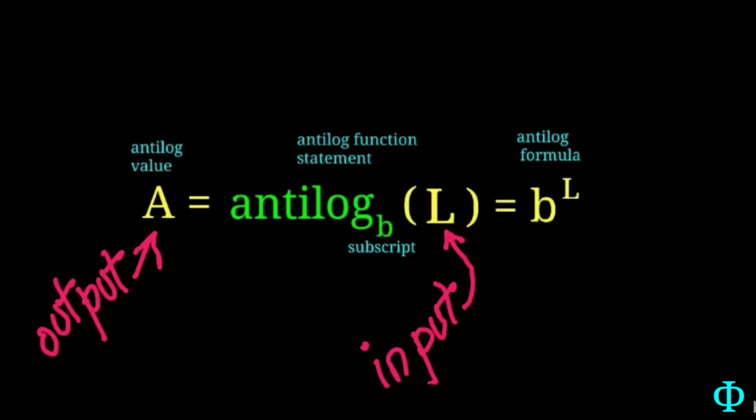A is the antilog value. Antilog is the function statement. Subscript b is the base, which is often 10. L, the argument, is the value of the logarithm. B to the L is the function formula. It reads, the antilog of L, base b, is b to the L.